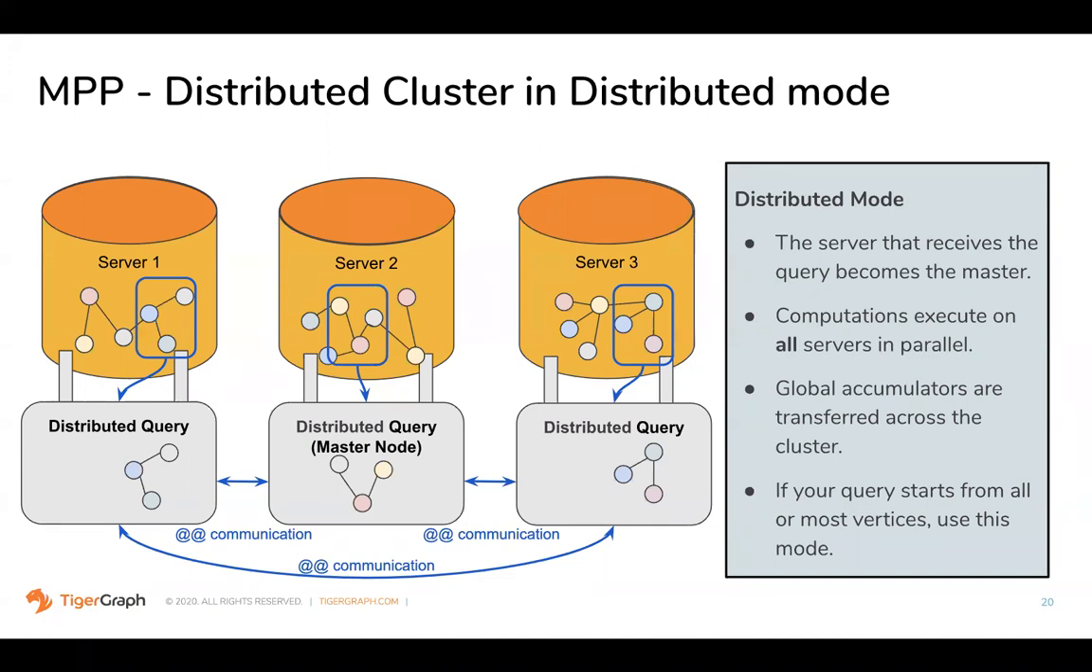So here, again, the power of accumulators comes into the picture. Any query that's running in parallel, all of the computations that have to happen in parallel happen, and the results are aggregated at the very end. Basically the power of parallelism comes into the picture here. So if your query uses all or most of the vertices of the graph, then this is a good way, because you're bringing all the power of the entire cluster to query processing.